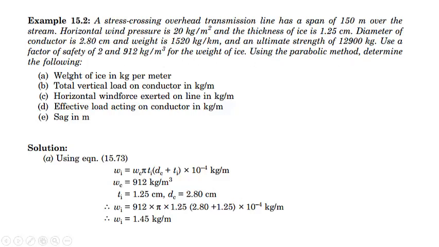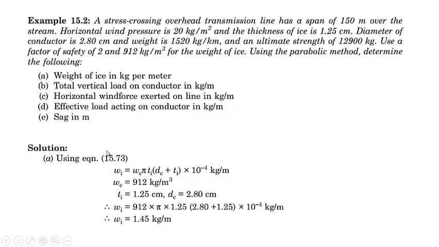Determine the following: weight of the ice in kg per meter, total vertical load on the conductor, that is WT, horizontal wind force exerted on the line, that is F, effective load acting on the conductor in kg, that is total weight WE, effective weight, and sag in meter.